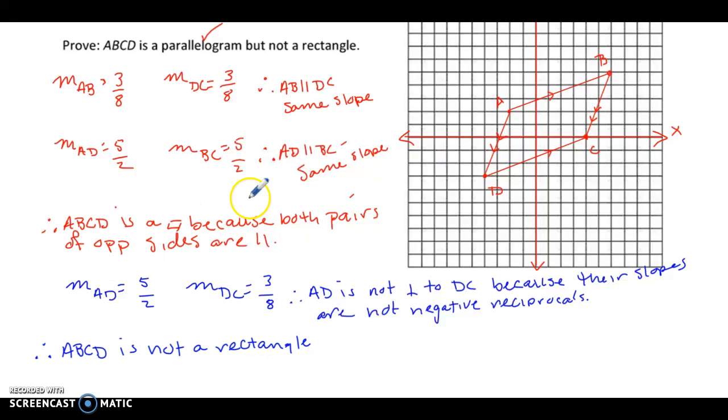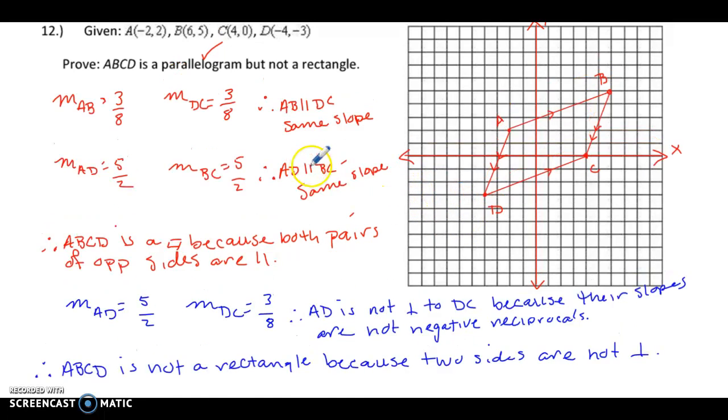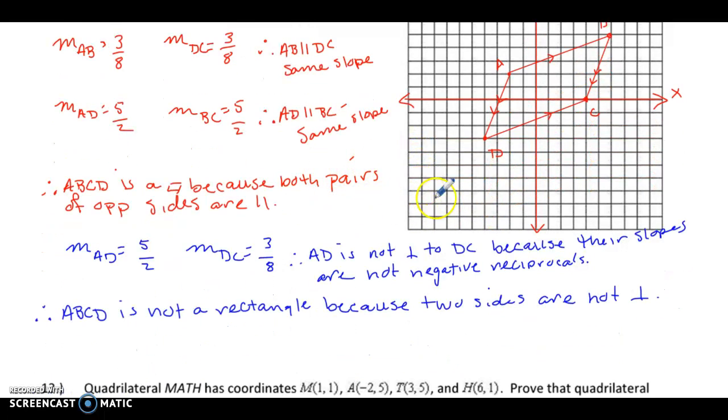We actually already said it's a parallelogram up here, so we've already taken care of that part. But ABCD is not a rectangle because two sides are not perpendicular. Okay? All right, so that does it for number 12.